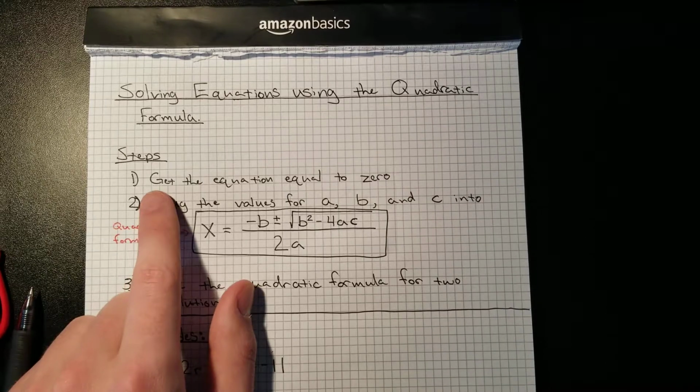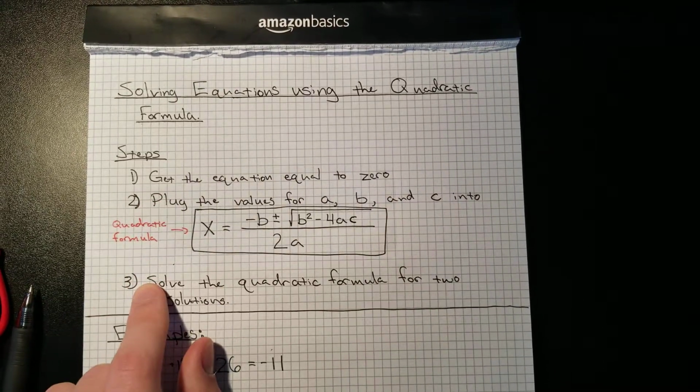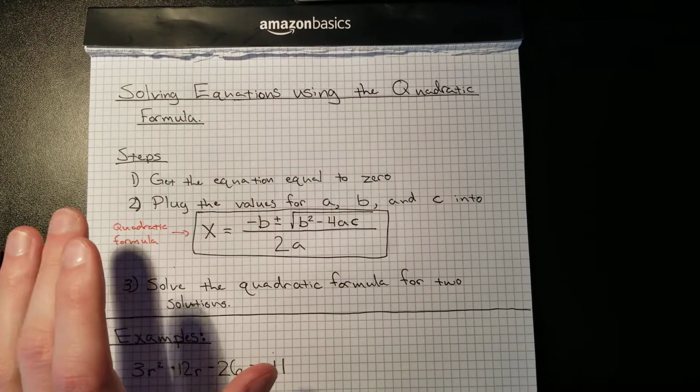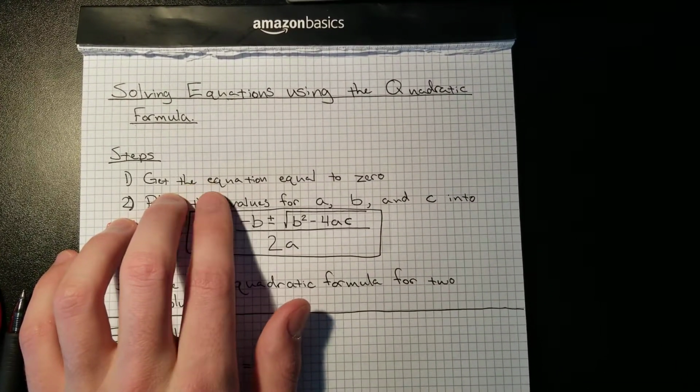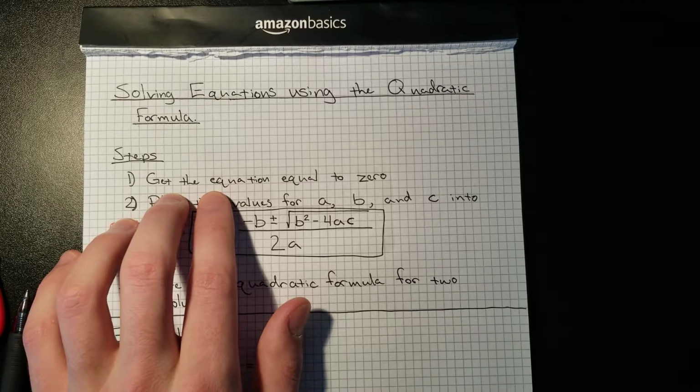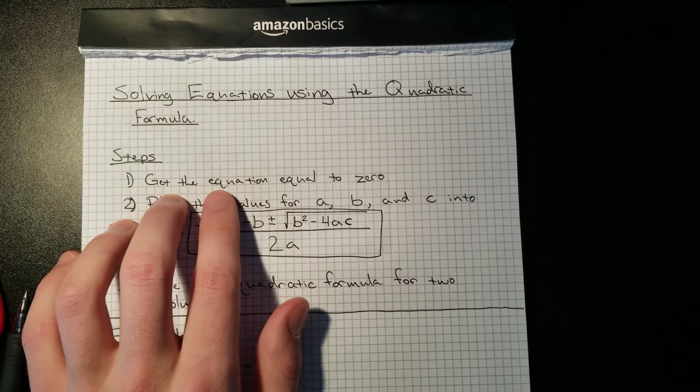Now we're going to go through the steps for solving this. One of them is going to be fairly familiar. So the first one is to get the equation equal to 0. That's something you should know by now.